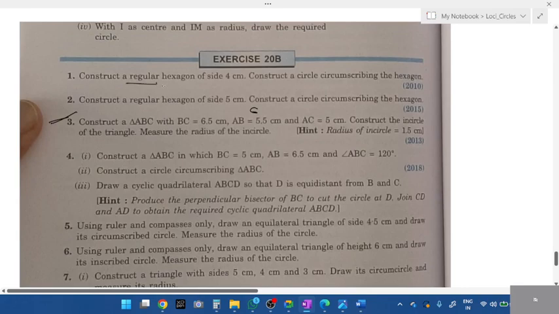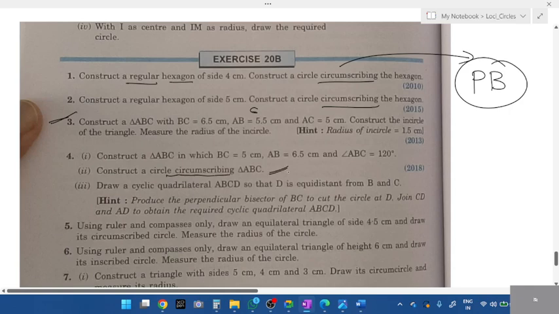Look here: regular hexagon, circumscribing, circumscribe. Now, circumscribing means circumcircle. What is required? Perpendicular bisector or angle bisector? For circumcircle, you need perpendicular bisector. Okay, perpendicular bisector. Draw a cyclic quadrilateral. So look here, circumscribing question.